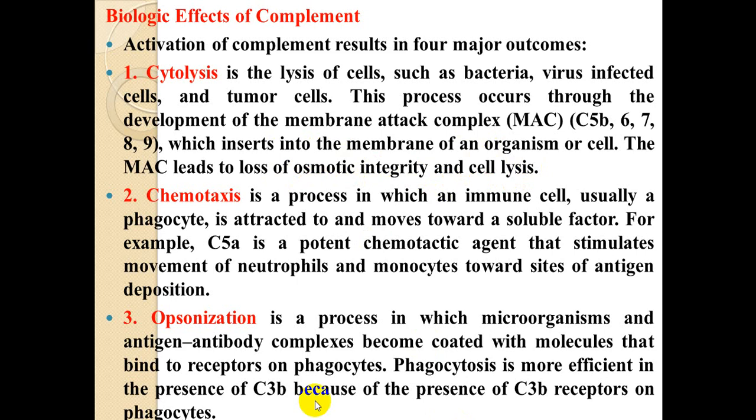The second function is chemotaxis. It is a process in which animal cells, usually phagocytic cells, are attracted and moved to a soluble factor. For example, C5a is a potent chemotactic agent that stimulates the movement of neutrophils and monocytes toward sites of antigen deposition.